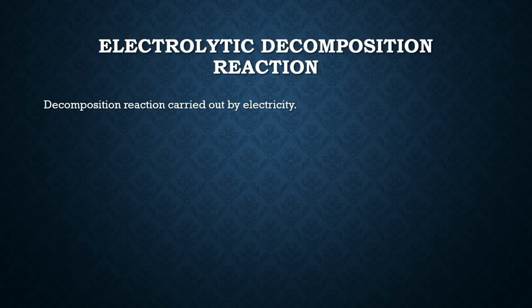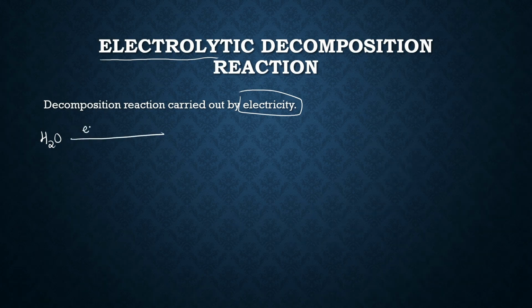Now let's move into the next type of decomposition reaction, the last one, the electrolytic decomposition reaction. If the decomposition is carried out by electricity, then we refer to that decomposition reaction as electrolytic decomposition reaction. For example, if I have water and I pass electricity through water, then it decomposes to give H2 and O2, hydrogen gas and oxygen gas. Again balance the equation. Yes, so this is the final result. So we have also completed decomposition reaction now.